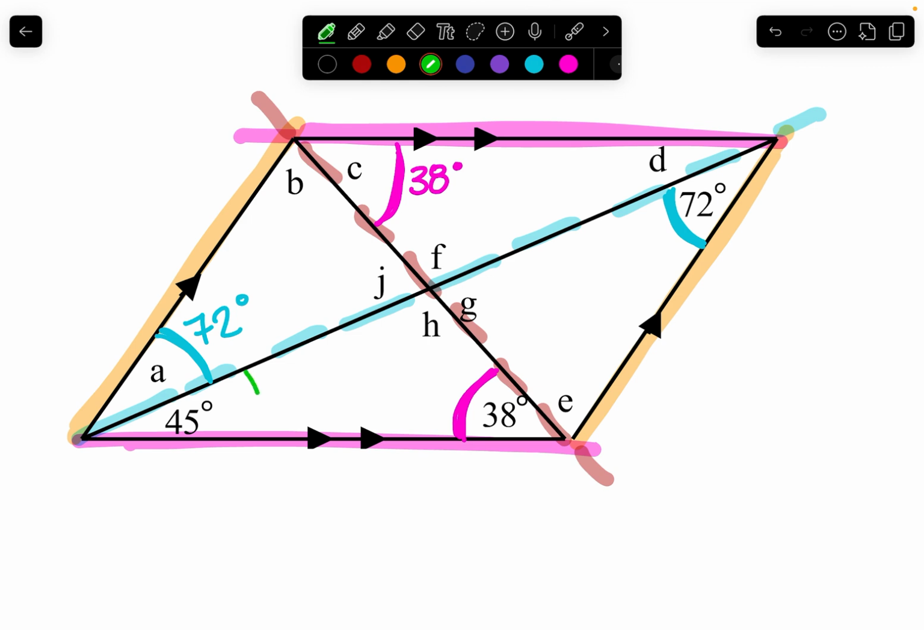We have this 45-degree angle over here, which is attached to blue and pink. Angle D is attached to blue and pink. These are alternate interior angles, so that would make this 45, okay?